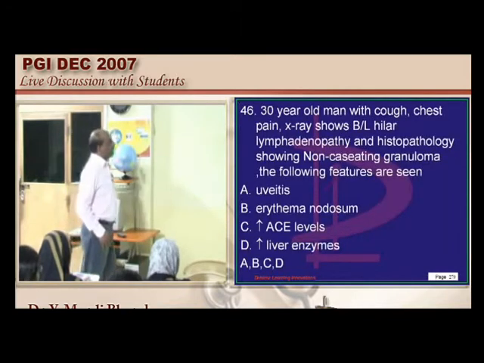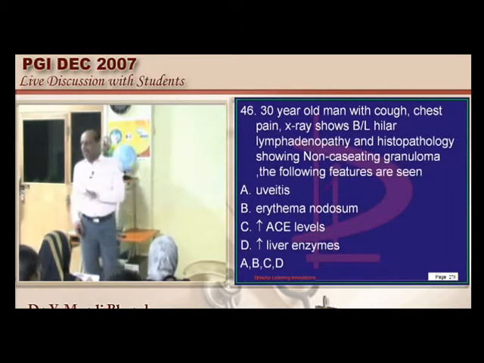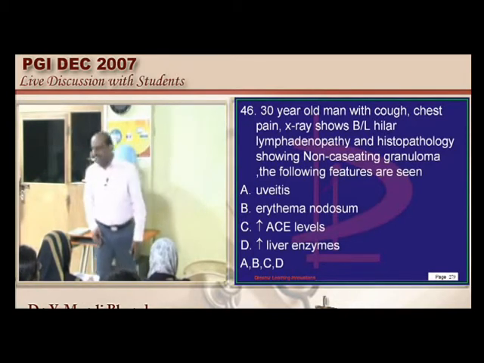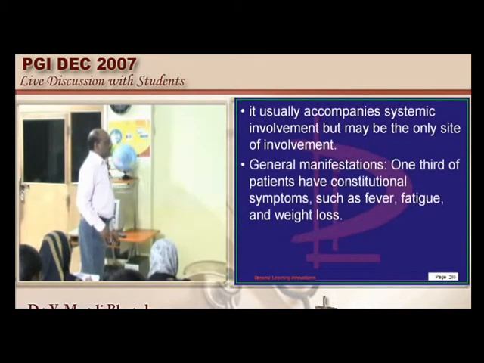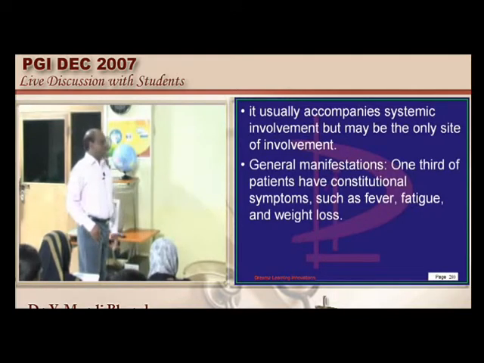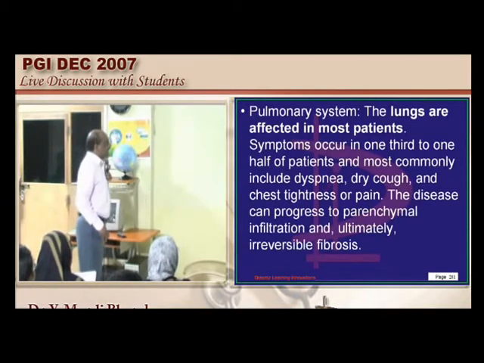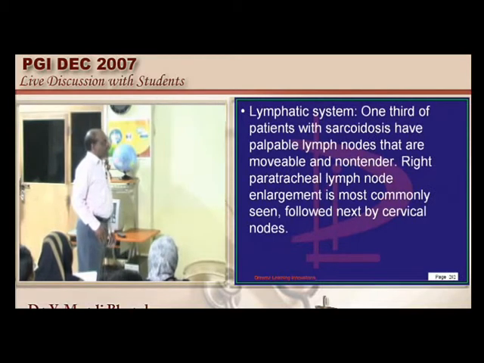Okay. Now, bilateral hilar lymphadenopathy, non-caseating granuloma. What is your diagnosis? Sarcoidosis, excellent. So you must all have got a deja vu feeling while answering the PGI paper. Lungs are the ones which are commonly affected. It is not cataract that you see. It is the uveitis that you come across, definitely.